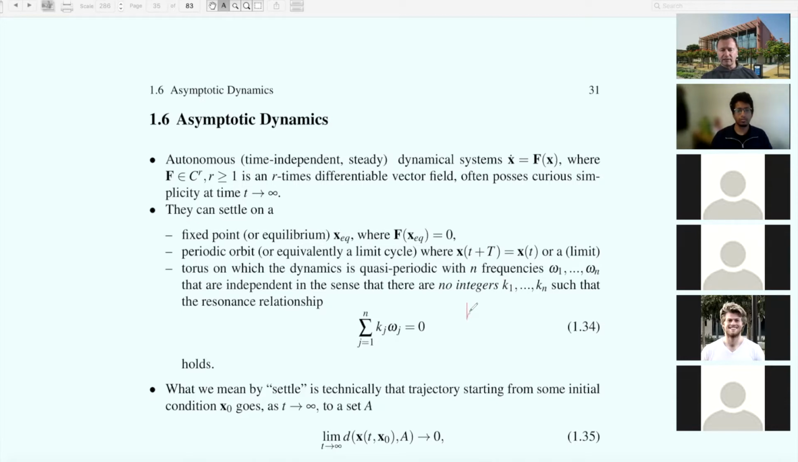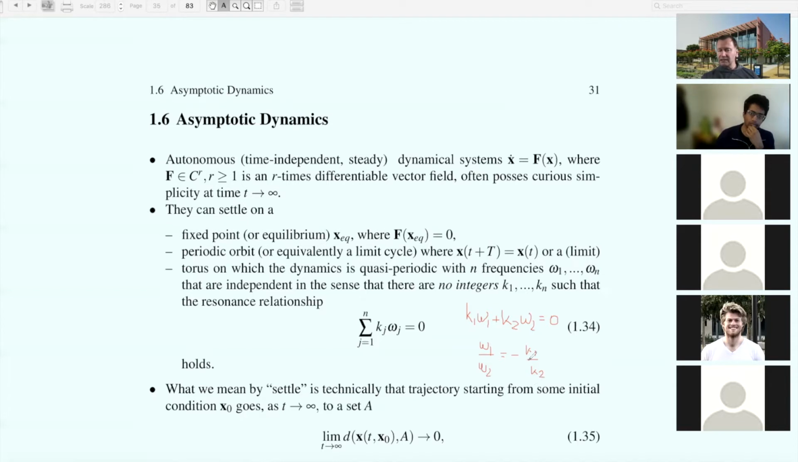Let me give you a simple example so that we can understand it a little bit better. Let's suppose that I did find two integers such that k1 omega 1 plus k2 omega 2 is equal to 0. In that case, if I divide by omega 2, I would have omega 1 over omega 2 is equal to minus k1 over k2. Right? And remember, the integers can be positive or negative, but the point here is that the ratio between omega 1 and omega 2 is some integer ratio.